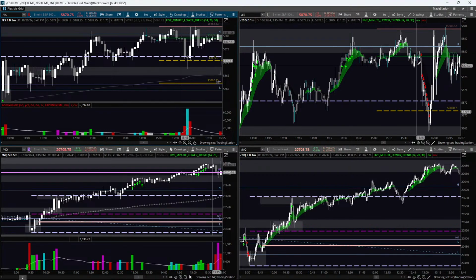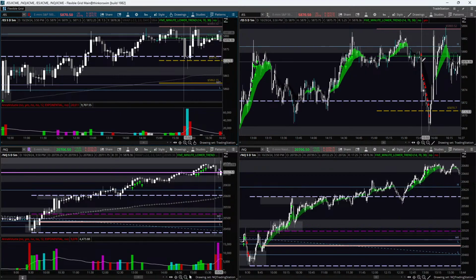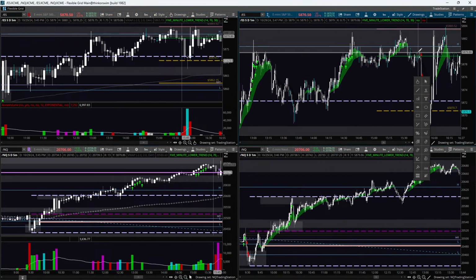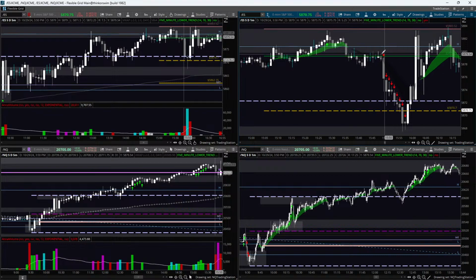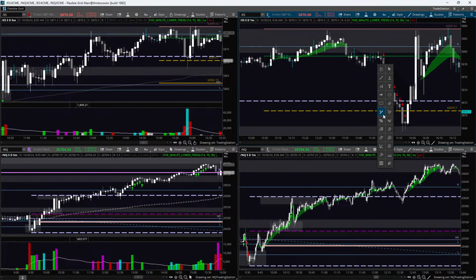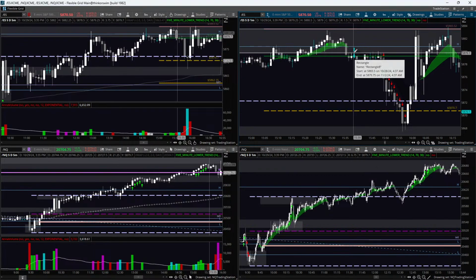And here we have a nice pullback, right? And then I can't really enter on this drop because this drop just goes. But I can enter on this pullback, which comes back and tries to test this area here. All right, so nice pullback. We got little wicks, and then price just really goes. So, if I were to enter, we have this bad boy here. This is the red candle.